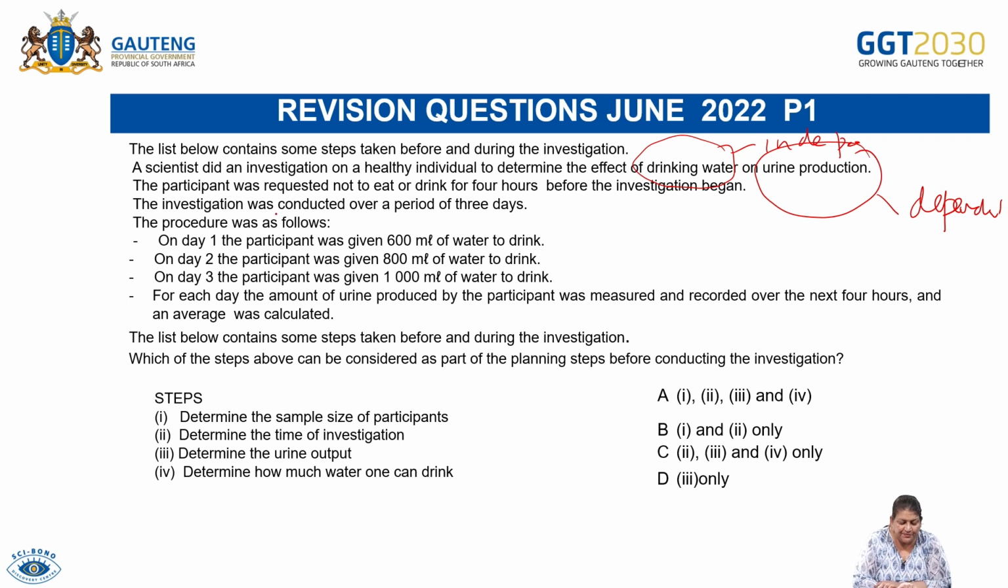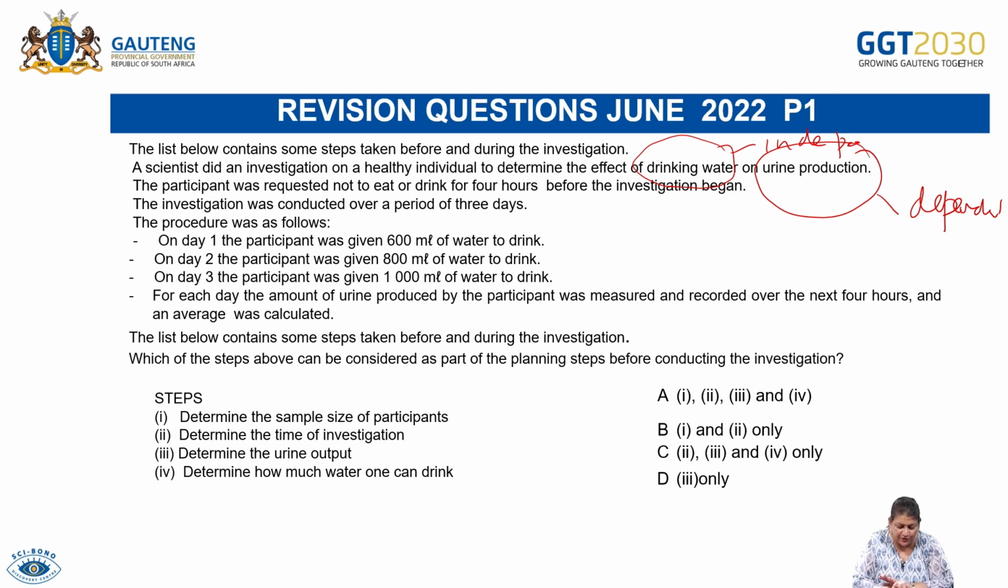Now, the participant was requested not to eat or drink for 4 hours before the investigation. Why? They didn't want the water to be already there. They wanted to know that whatever we get as a result, it must be from the investigation itself. We don't want false results. So therefore, they made sure that the participant did not eat or drink for 4 hours. Okay? The investigation was conducted over a period of 3 days. 3 days they conducted the investigation.